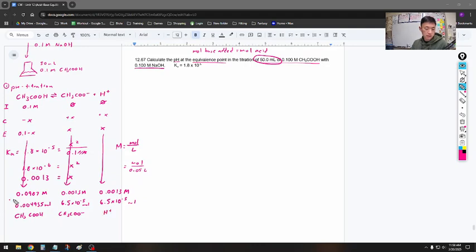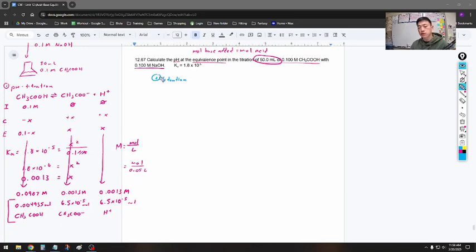Okay, so these are the values that we got from the first ICE table that are going to transfer over into the second ICE table. The second ICE table is pretty much where you're going to do the actual titration, and so you're going to be adding your base into your acid solution.